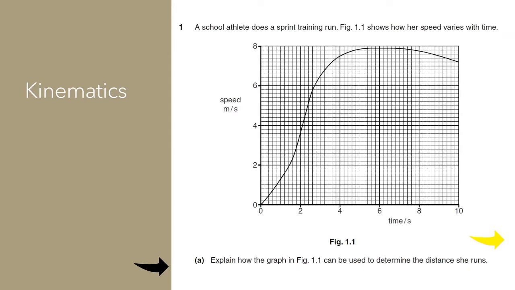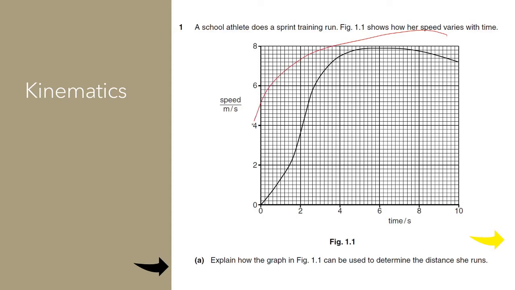A school athlete does a sprint training run. Figure 1.1 shows how her speed varies with time. Explain how the graph in figure 1.1 can be used to determine the distance she runs. Now please remember that from speed-time graph, to calculate the distance, we can calculate the area under the graph.